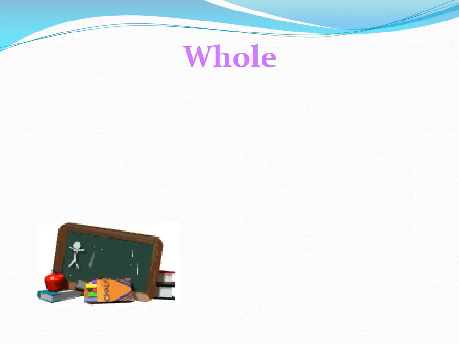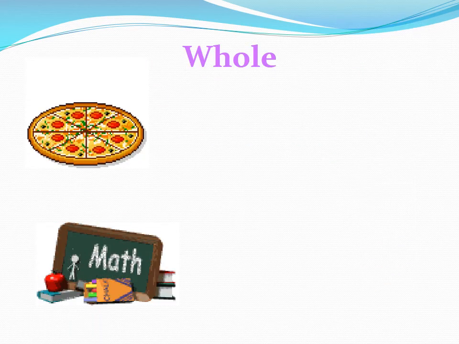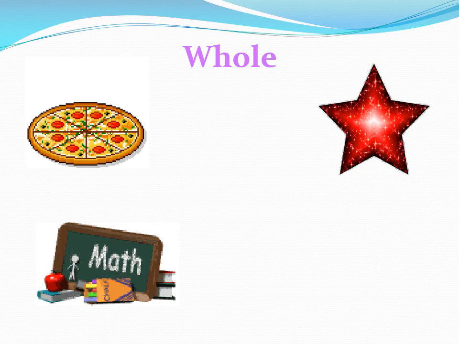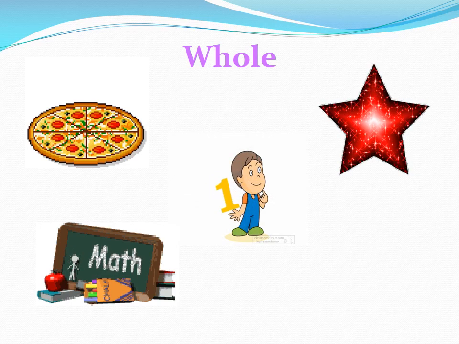For example, here we have a pizza. This pizza is complete. All of its parts are complete. So we can say it's a whole pizza. And this star is complete. All of its parts are here. So we can say it's a whole star. And we can also say it's a whole one.